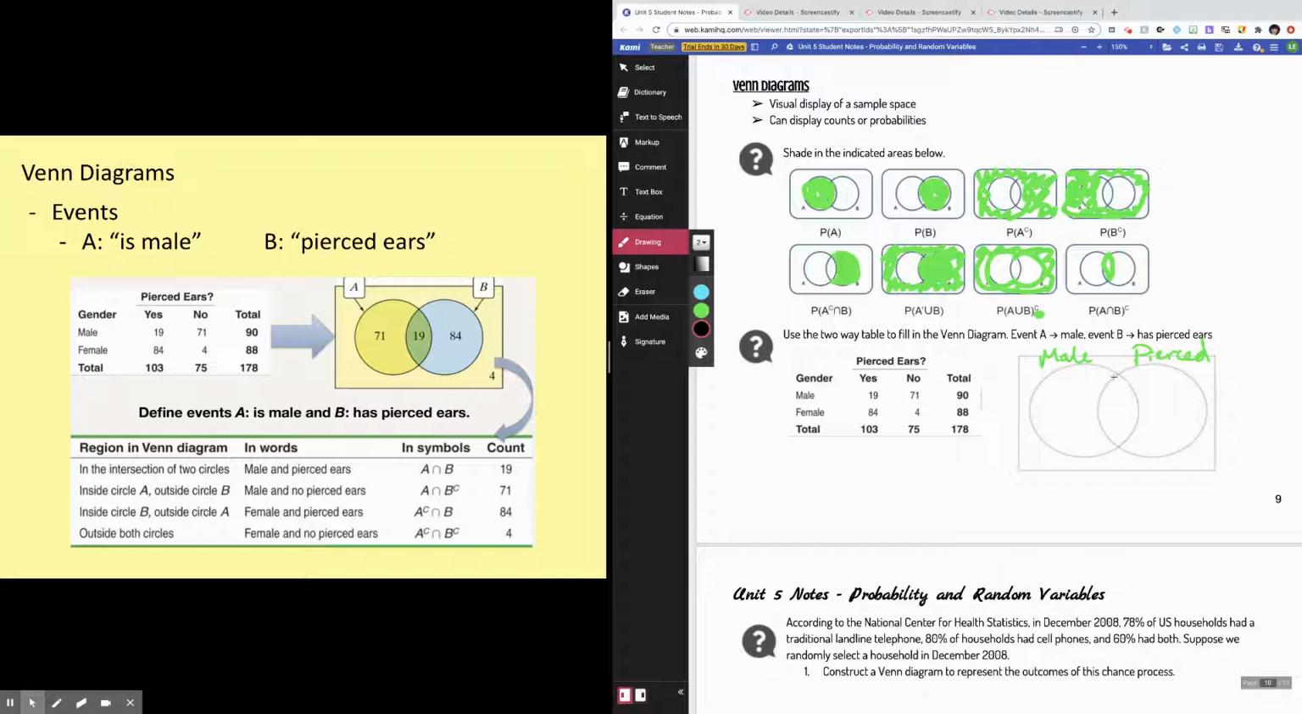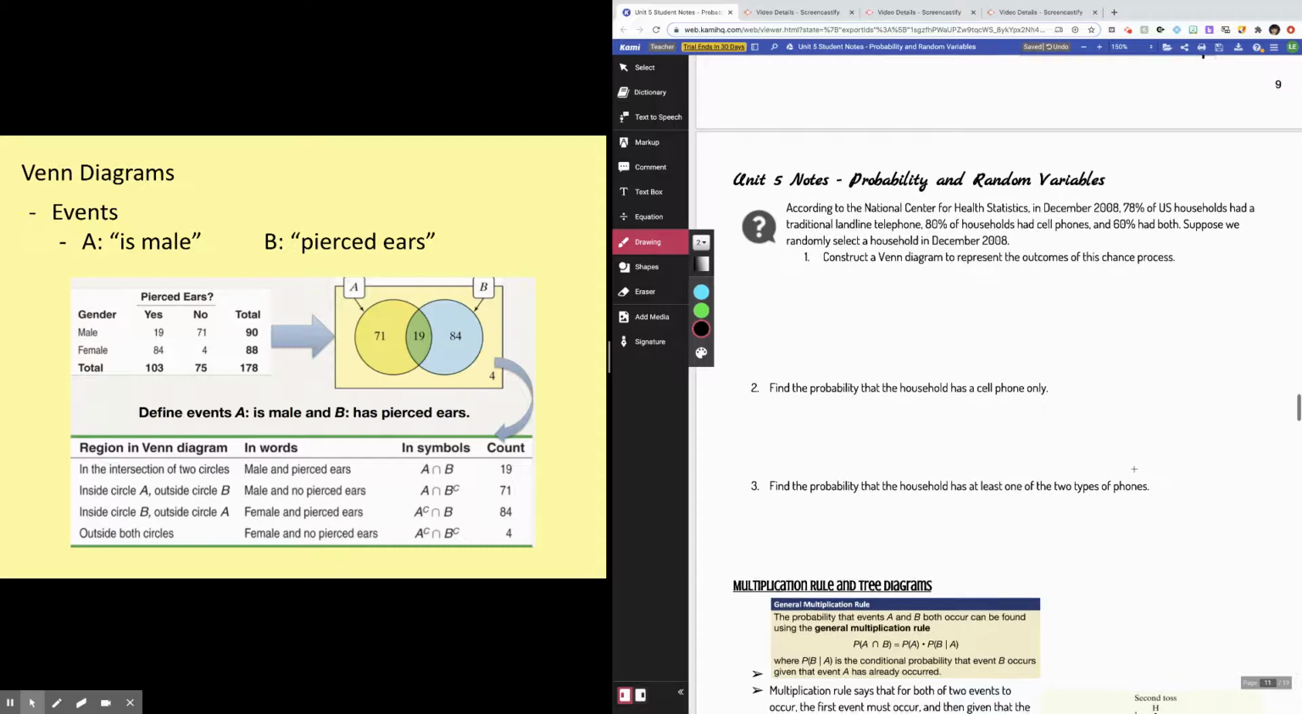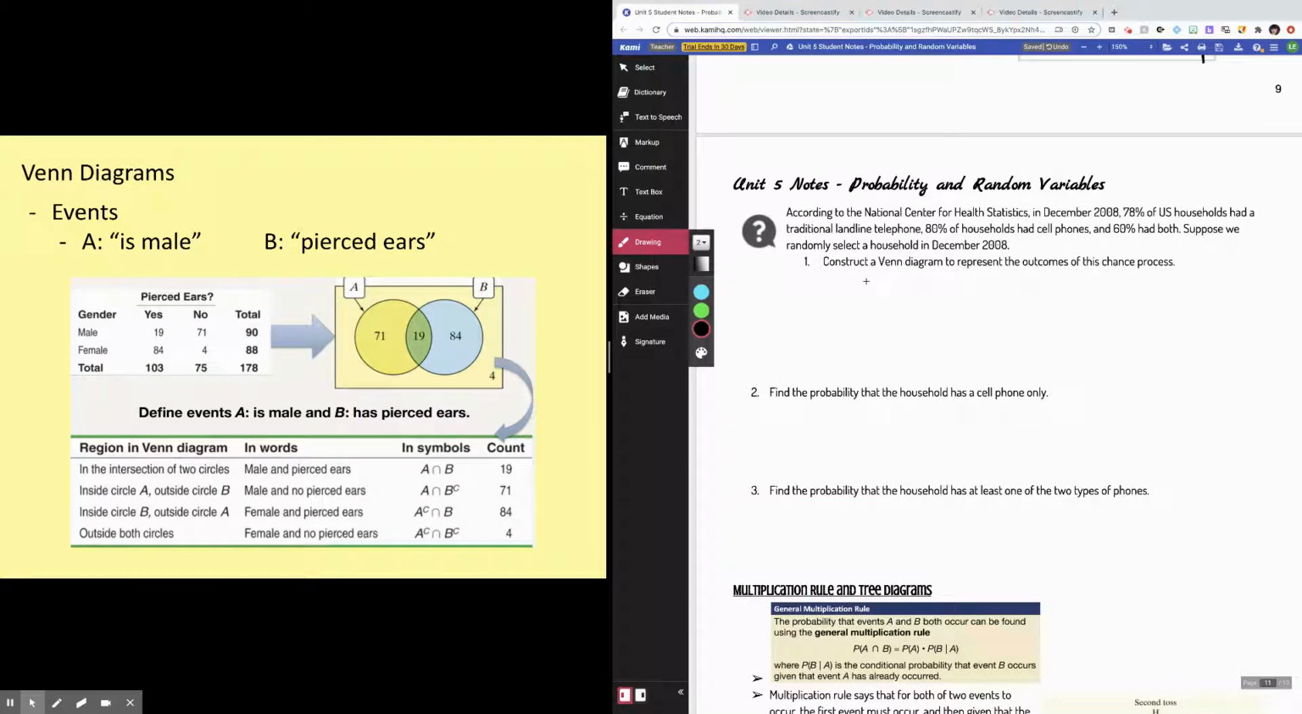So if I want this intersection here, that's the people who are both male and have pierced ears. So that's these 19 people. In this left crescent moon shape, that's all of the males that do not have pierced ears. So that's 71. On the other side is those who have pierced ears but are not male, so female. So that's the 84. And then you always have a number on the outside, which is however many people or the probability of selecting someone that doesn't fit into either of these categories. All right, so I want to give you all a chance to try this one.